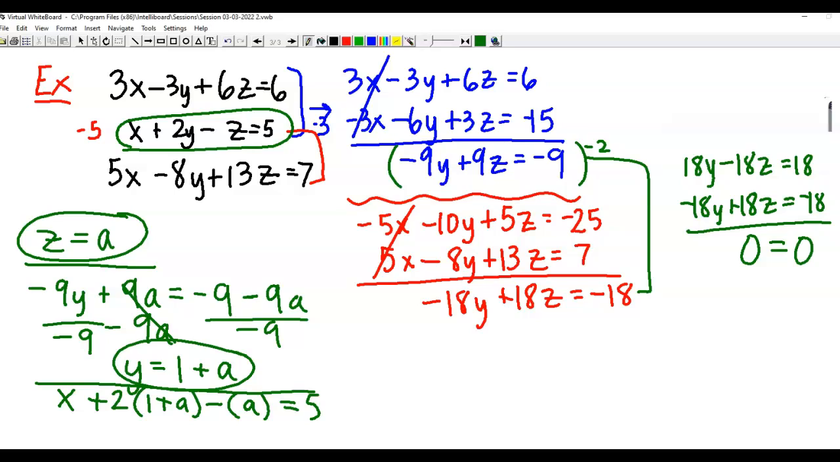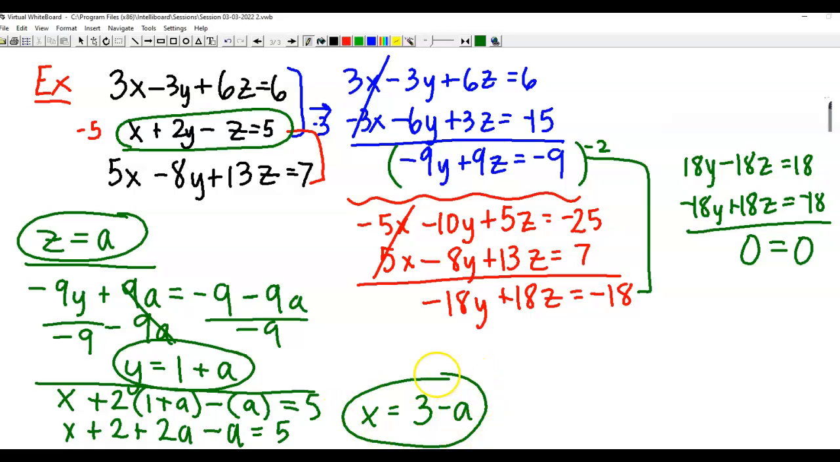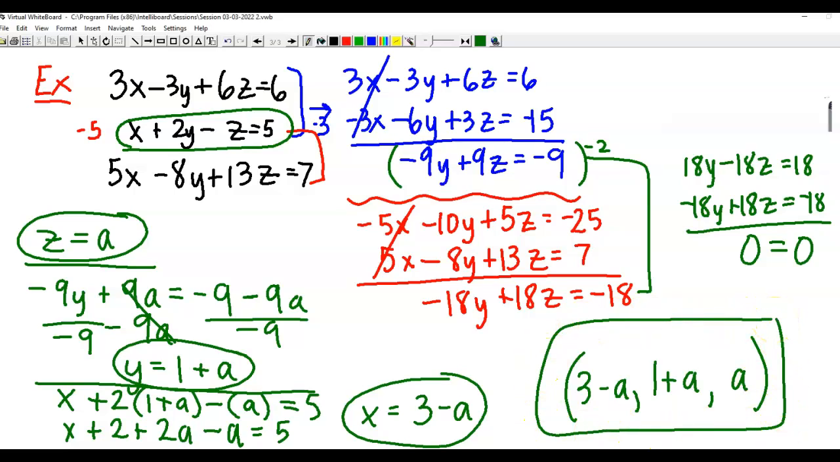Now all I need to do is solve for x. So I have to just distribute this and move everything over. So 2 plus 2a minus a equals 5. So I'm going to subtract 2 from 5, which is 3. And what's a minus a? 2a minus a. 2a minus a is a, right? I'm going to minus a. So it has infinite solutions. Z we named a. That meant y was 1 plus a. And then x is 3 minus a.